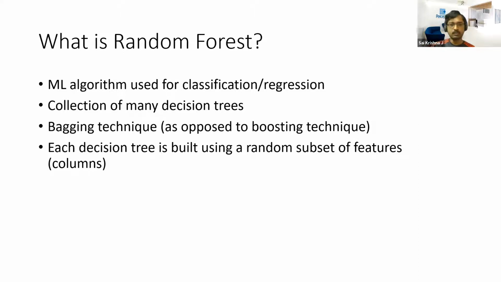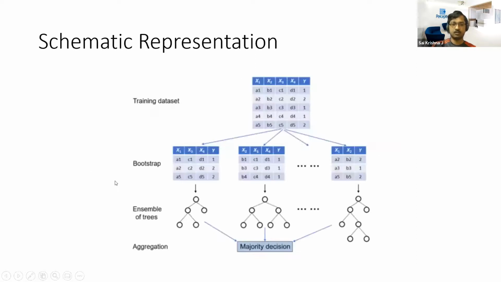I told you random forest is a collection of many decision trees. Each decision tree here is built using a random subset of features, or the input columns that you have in your data. So what does it look like? This is it. Let's say you have a training data set. You have 4 columns: x1, x2, x3, x4, and then y is the dependent variable or the target variable.